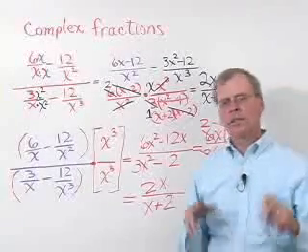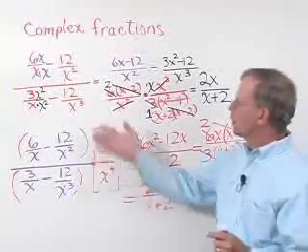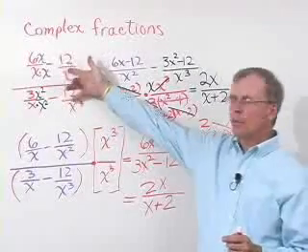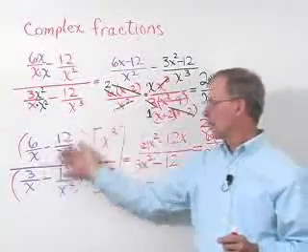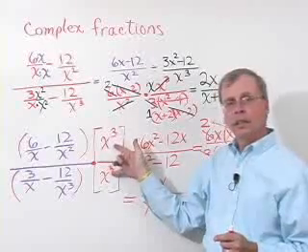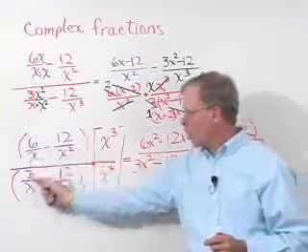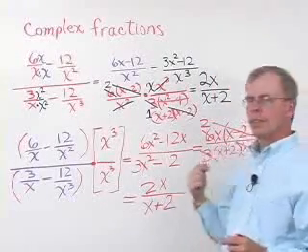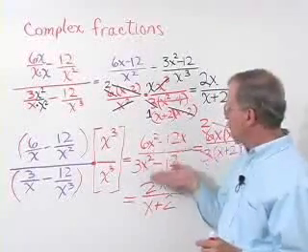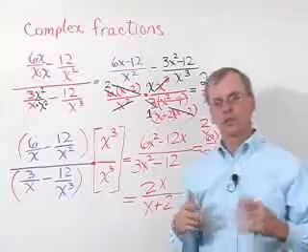So you have these two methods. You can either combine the numerator and denominators when necessary and do division, or you can multiply through by the least common denominator of all the terms in the problem and do whatever is necessary after that to combine terms and factor and reduce to lowest terms.